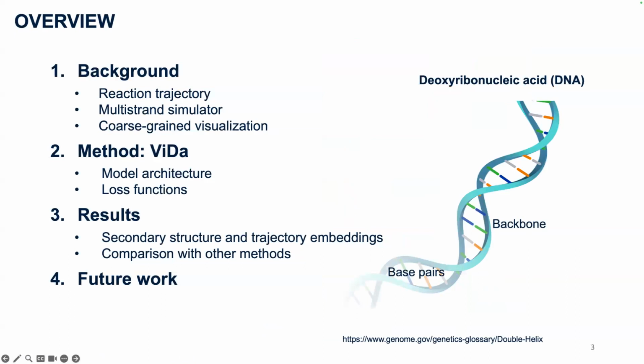The three-stem hairpin has an effect on the reaction rate, which makes the reaction mechanism even more complicated. So in today's talk, I will split the talk into four parts. First, I will give some brief background and then talk about the method. Next, I will show the results, and finally, I will point out our future direction.